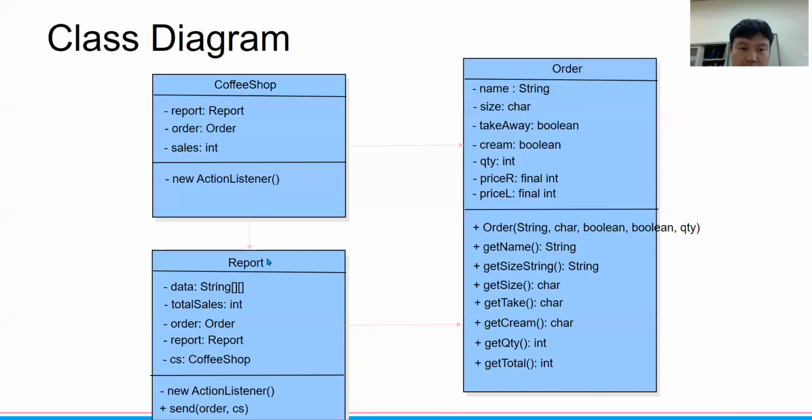So all those are the get functions to get the value from all the data members. Okay? And the last one is about the report.java. So in the report.java, you have data, total sales, order, report, and CS. CS means an object from the coffee shop. So we will learn why we need to do this one. And there will be two additional methods, which is send and save file.